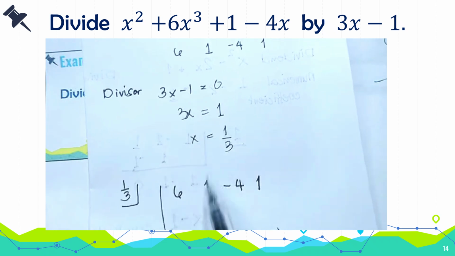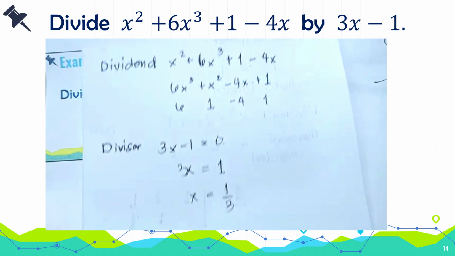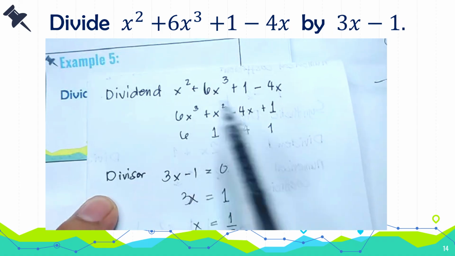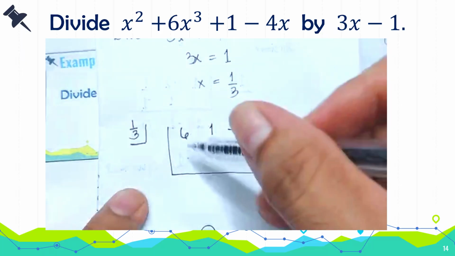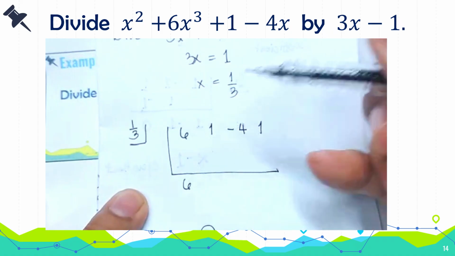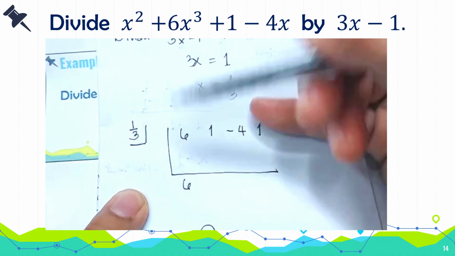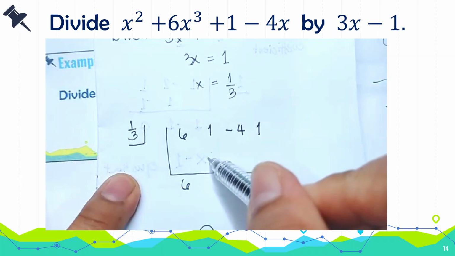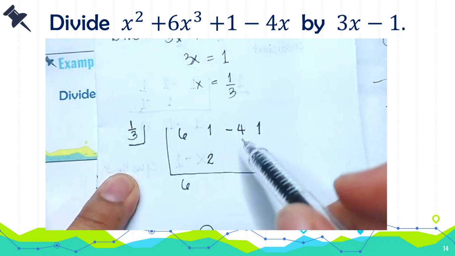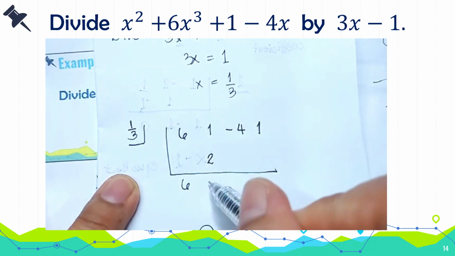Again, we have the numerical coefficients of 6, 1, negative 4, and positive 1. So what we did first is we rewrite it properly. Now let's proceed. Bring down the first numerical coefficient, that is 6. Then we will have 1/3 times 6 will give us 2. You may use your calculator to double check. Then we will add. This will give us 3.